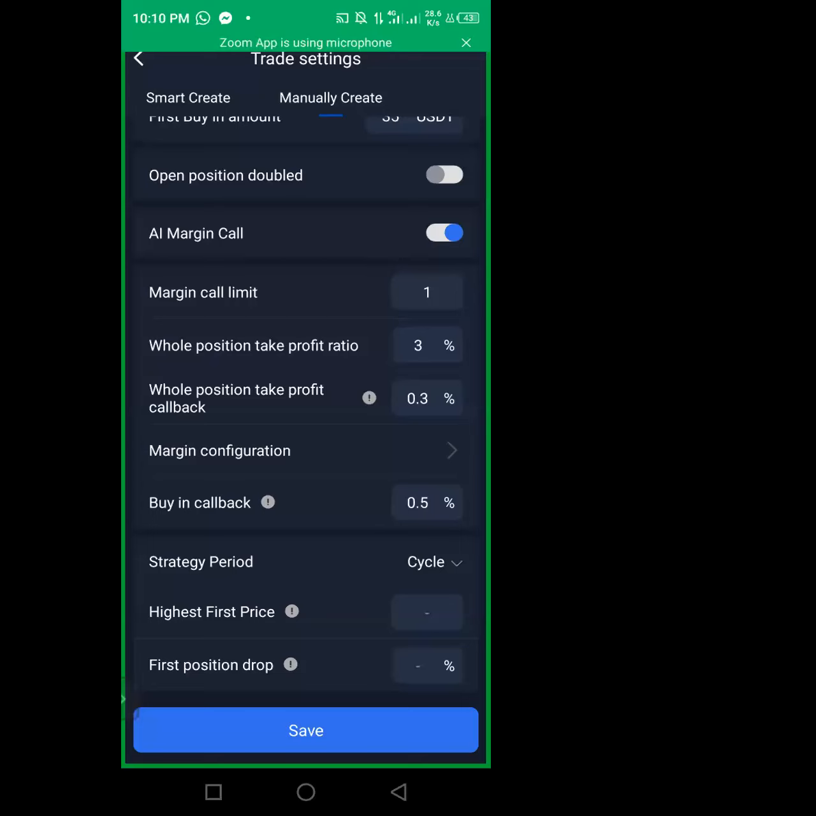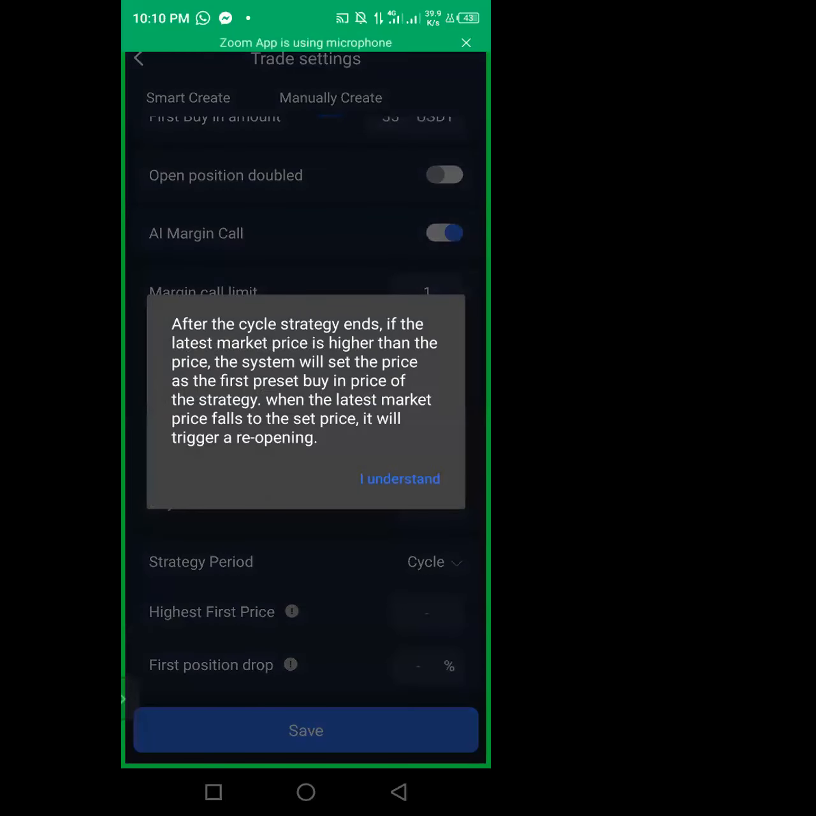So Royalq introduced the highest first price. So what is the highest first price? After the cycle strategy ends, if the latest market price is higher than the price, the system will set the price as the first preset buy-in price of the strategy. When the latest market price falls to that set price, it will trigger a reopening.